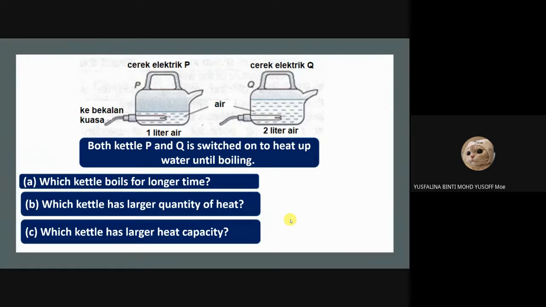Okay, so let's try to do this one. Try to answer for A, B, and C.